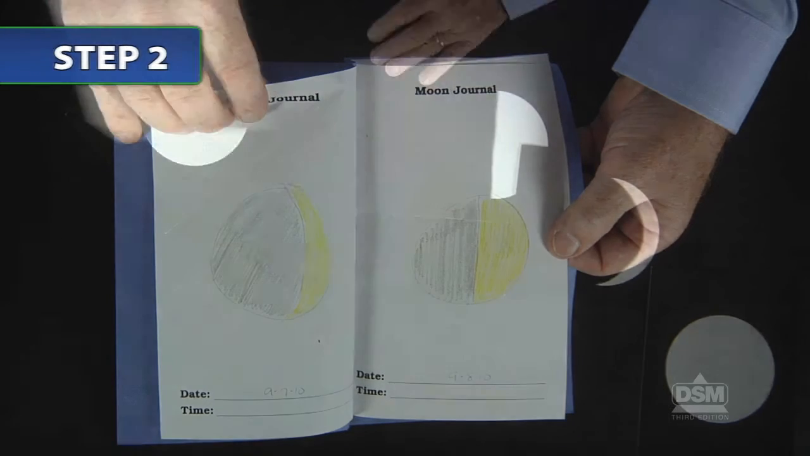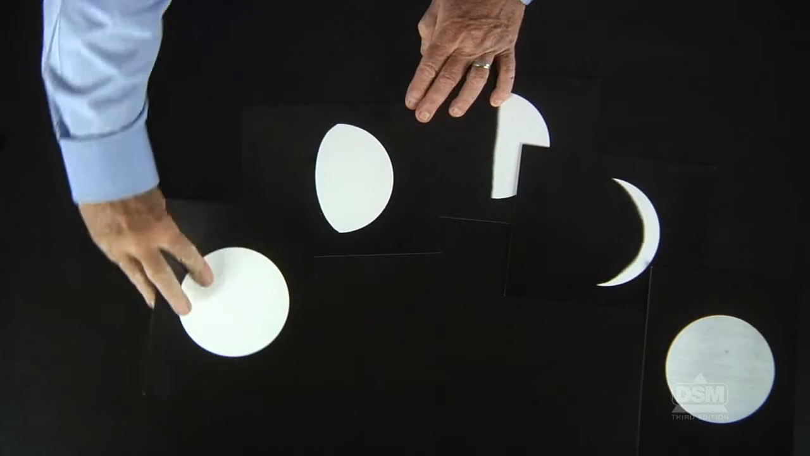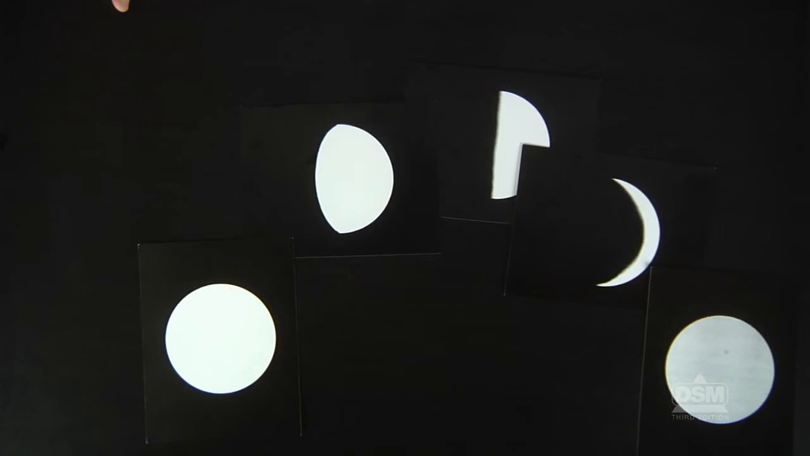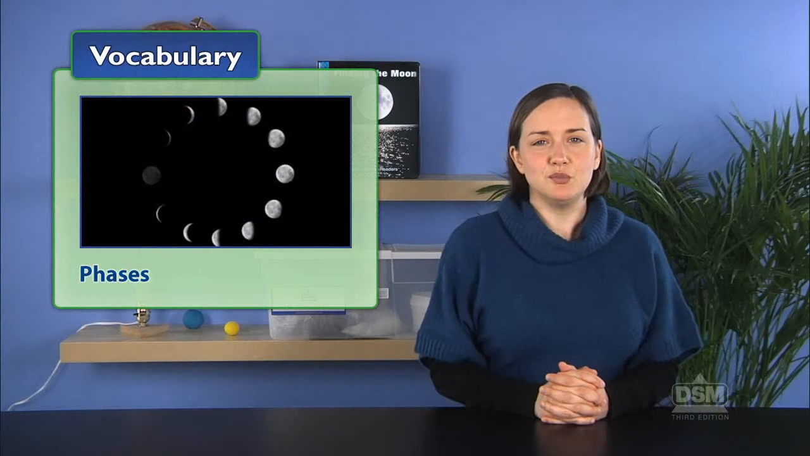To begin Session 1, have students examine the class record of the phases of the moon and their own moon journals. Ask them if all of the drawings are the same. They should observe that they are not. Line up the moon phase cards in order and tell students that these 5 cards show the 5 basic shapes or phases of the moon.